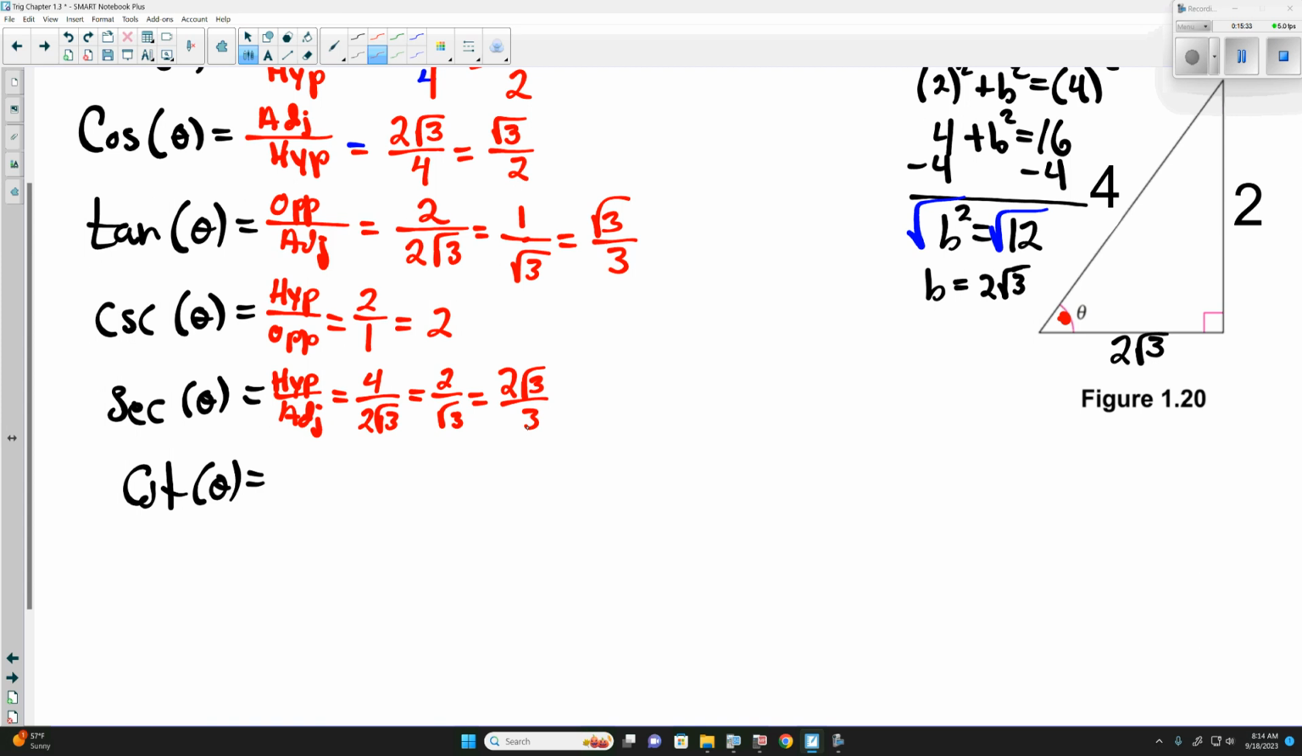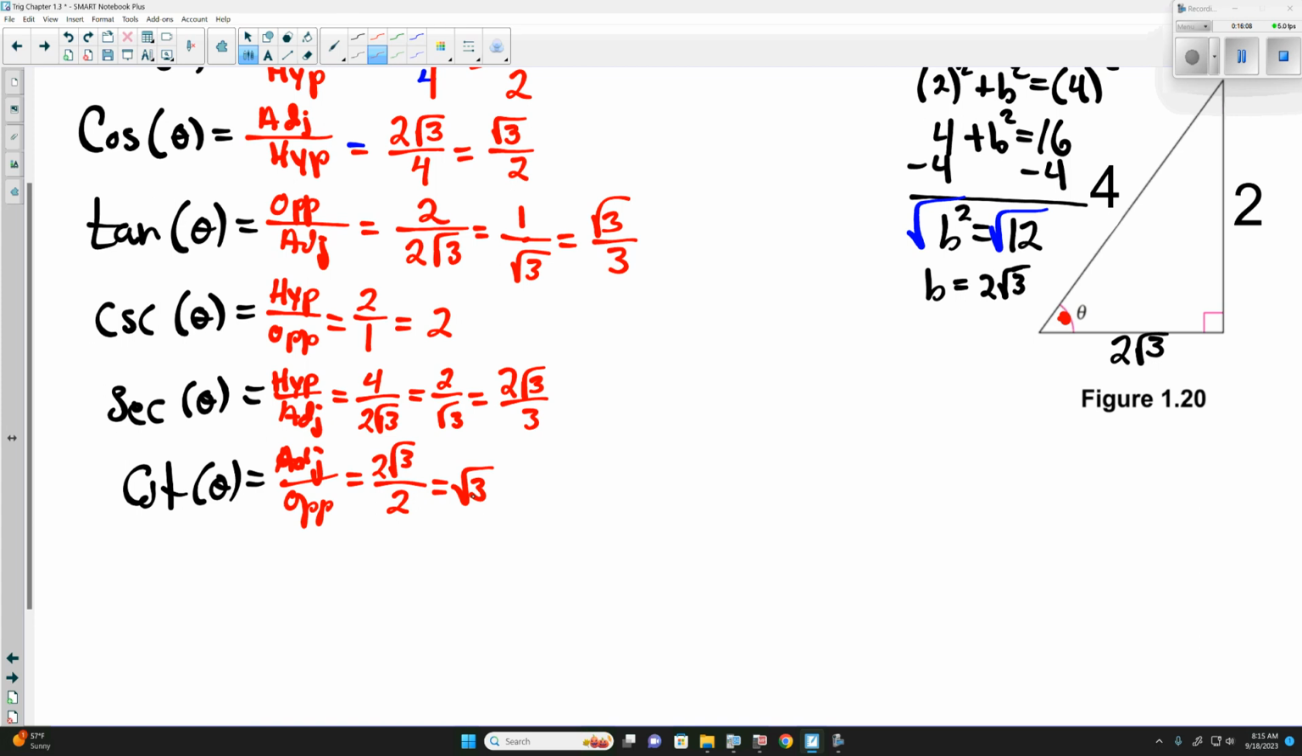And we have this here. There's nothing else that reduces. Questions on this here? Now cotangent is adjacent over the opposite side. Well, the adjacent side is 2 square roots of 3. The opposite side is not 4. That's the hypotenuse. The opposite side is 2. Well, that will reduce to the square root of 3.